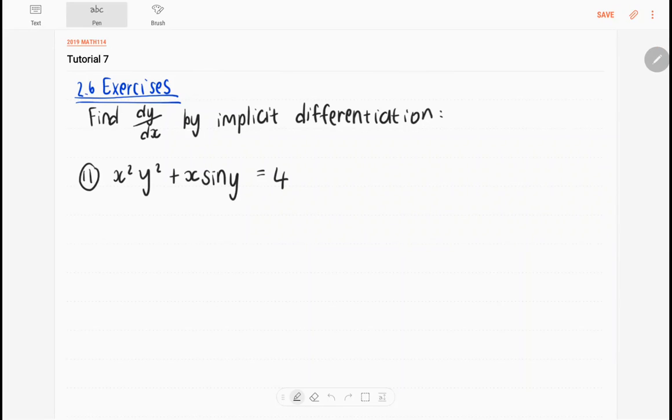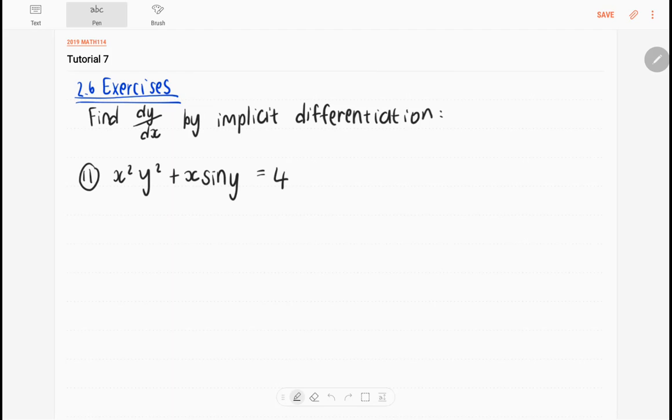Welcome to the video for tutorial 7. We will firstly be looking at the exercises under section 2.6. The first two that we're looking at asks us to find dy/dx by implicit differentiation.